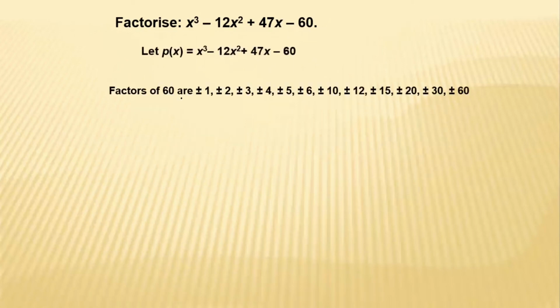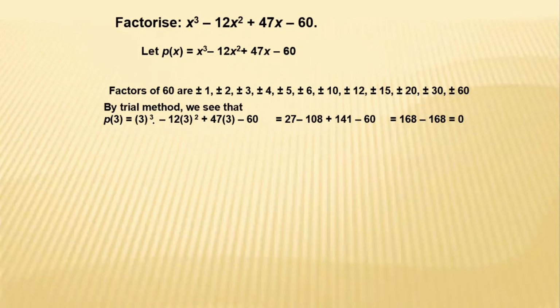So factors of 60 are plus or minus 1, plus or minus 2, plus or minus 3, plus or minus 4, plus or minus 5, plus or minus 6, plus or minus 10, plus or minus 12, plus or minus 15, plus or minus 20, plus or minus 30, and these are all the factors. Now, by factor theorem, by trial and error method, we'll just check.